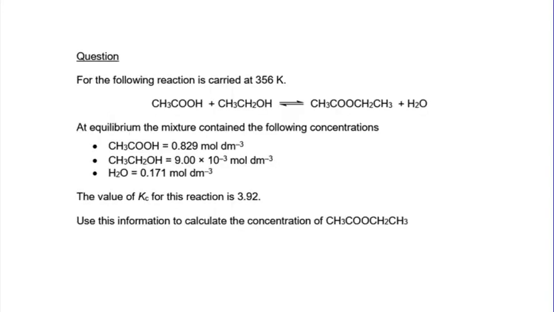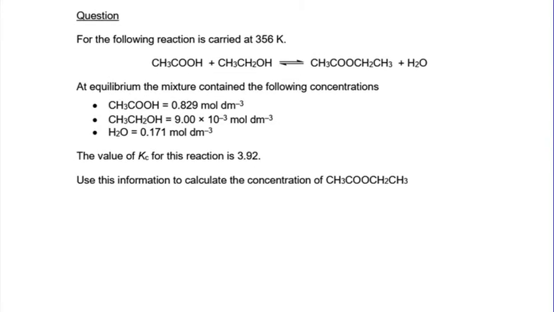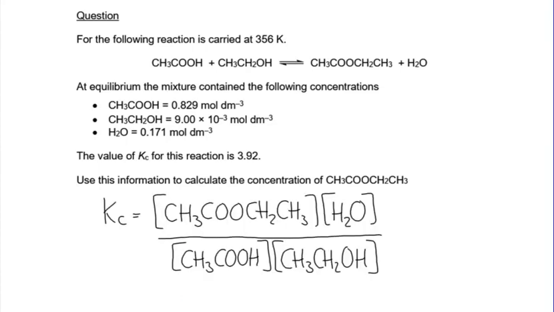So here's another question for you to have a go at. We've got the value of Kc, we've got the value at equilibrium of three of the concentrations, and we have to find the fourth. So step 1, write the expression for Kc. Step 2, rearrange it to make this the subject.